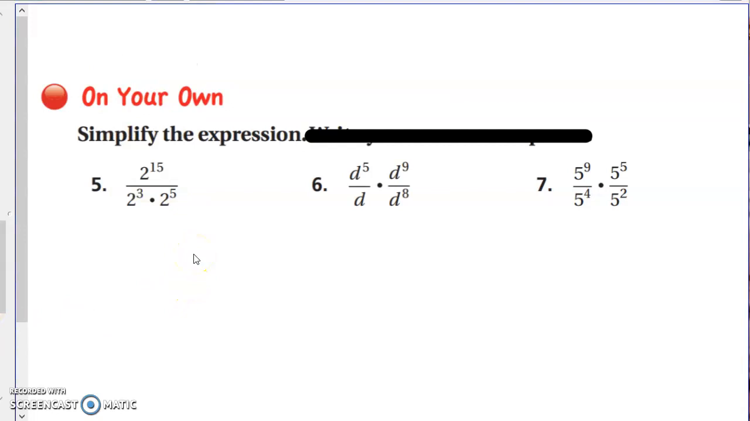Now, these questions here say simplify the expression. They do not say write your answer as a power. So when you can simplify powers, please do that. But first, simplify the exponents and then answer the questions.